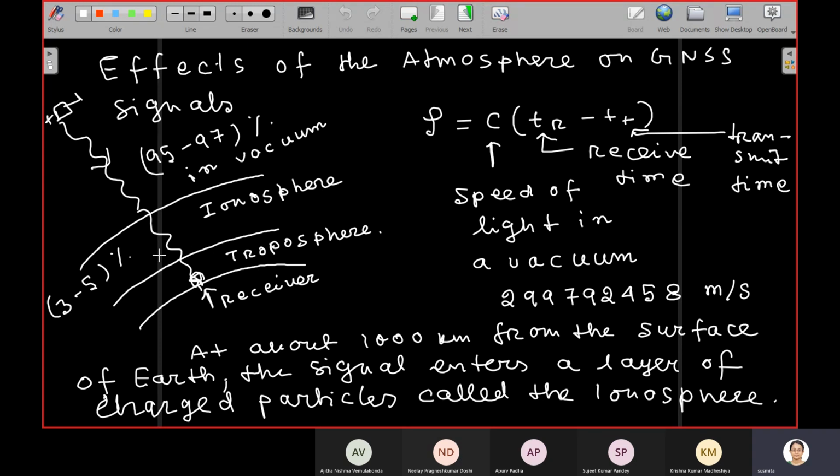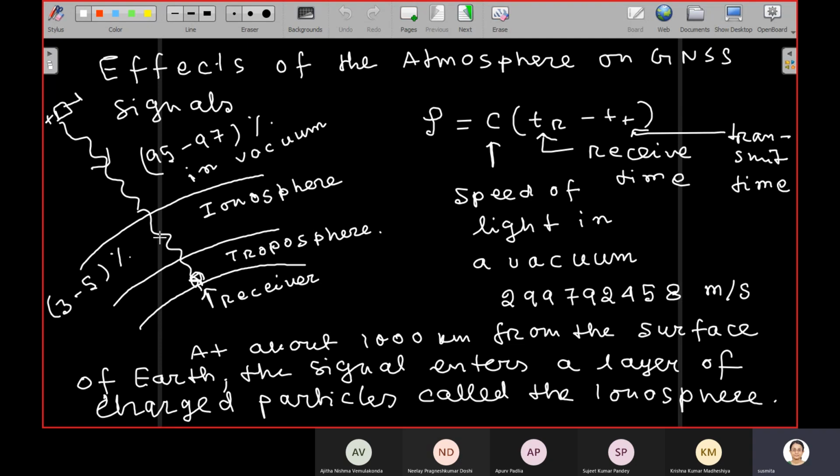Ionosphere is a layer of charged particles, basically ions and free electrons. During the daytime, the sun's ultraviolet radiation breaks up molecules, oxygen and nitrogen in the lower atmosphere and hydrogen and helium in the upper atmosphere, into ions and free electrons. Then the electron density increases rapidly and peaks at around 2 p.m. local time. So at around 2 p.m. local time of the ionosphere, the electron density becomes maximum and then it starts to fall.